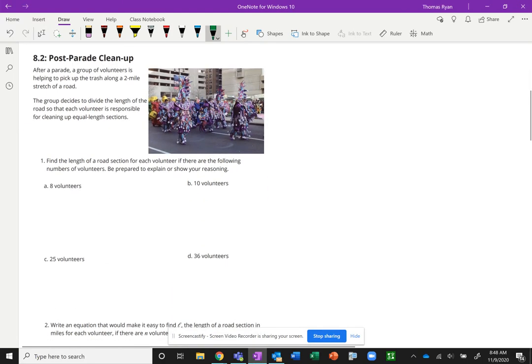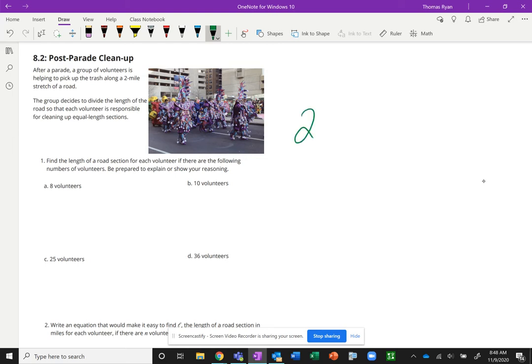Okay, problem 8.2 says we're going to do some cleanup after a parade. A group of volunteers is helping to pick up trash along a 2-mile stretch of road. The group decides to divide the length evenly, so everybody's going to do the same amount of work. So we need to find the length of a road section for each volunteer based on this many volunteers.